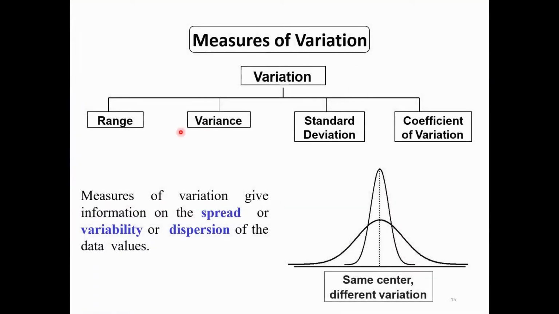So here we will be talking about four concepts under variation, measures of variation. We'll be talking about what is range, variance, standard deviation, and coefficient of variation. Measures of variation actually give you information about the spread or dispersion of the data values.